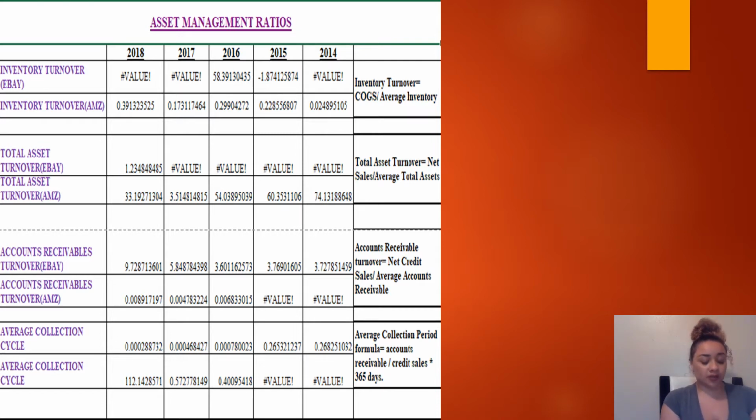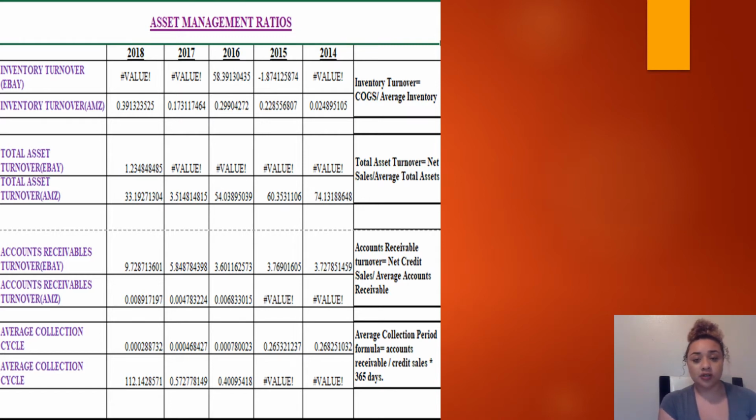So what is accounts receivable turnover? It's an efficiency ratio that measures how many times a business can turn its accounts receivable into cash during a period. Accounts receivable turnover measures how many times a business can collect its average accounts receivable during the year. A turn refers to how many times a company can collect its average receivables.